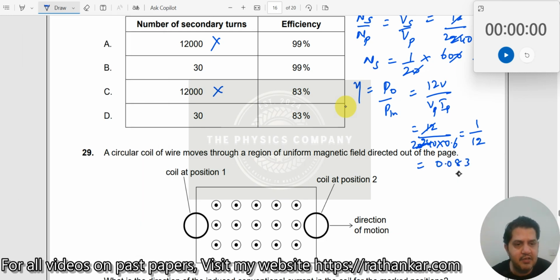0.0833, or if you multiply this by 100, you get this as 83%. So the answer should be 30 and 83%. Answer is D.